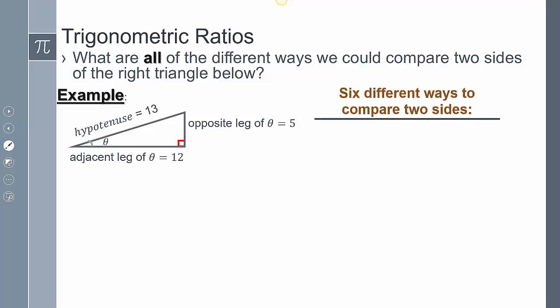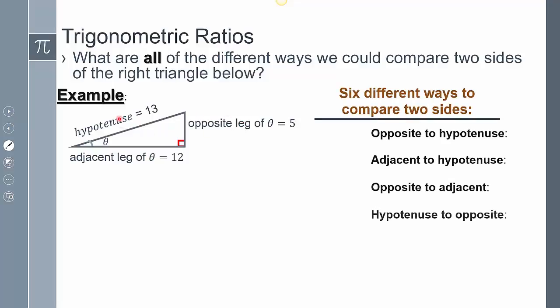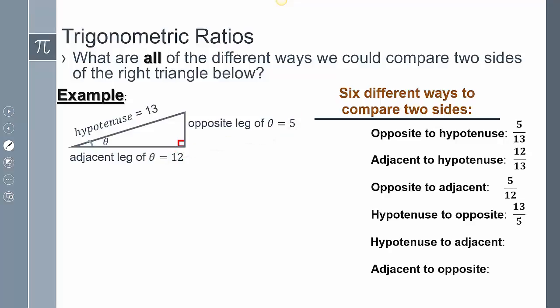Like, for example, I can say opposite over hypotenuse, or the adjacent to the hypotenuse, or the opposite to the adjacent. And doing so, my opposite over hypotenuse would be 5 over 13. My adjacent over hypotenuse would be 12 over 13. My opposite to the adjacent would be 5 over 12. And then the hypotenuse to the opposite would be 13 over 5. And then 13 over 12, and last 12 over 5, as we have adjacent to the opposite.